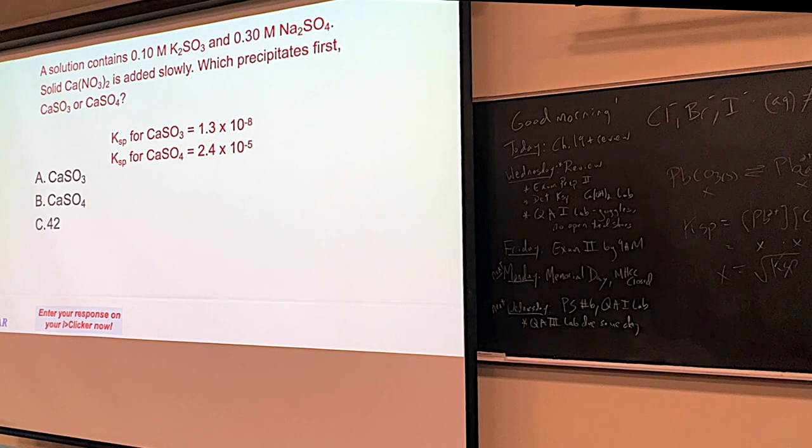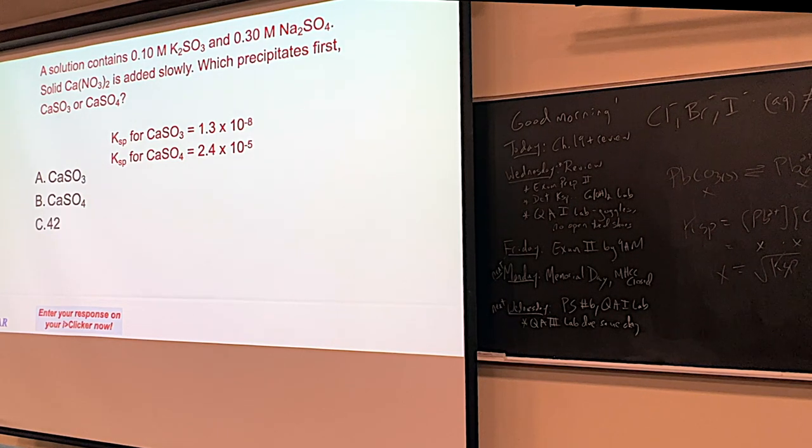So here's a question. We have a source of carbonate, a source of sulfite, and a source of sulfate. Sulfite is SO3, sulfate is SO4. What we're going to do is try to separate the sulfate from the sulfite. Right now the concentrations are a little bit different, but they're both pretty close. The goal here is to add a source of calcium 2 plus.